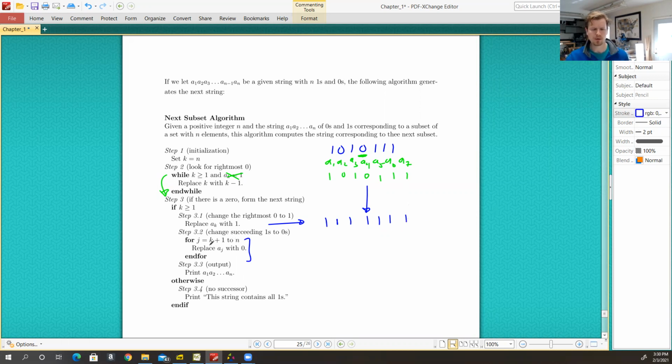So what we do is we take j from k plus 1 to n. So j is going to go from 5 to 6 to 7. So when j is equal to 5, we replace, sorry, this one was a 0. I didn't mean to change that.